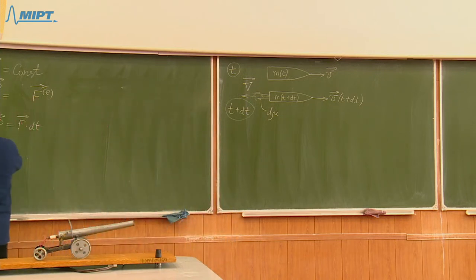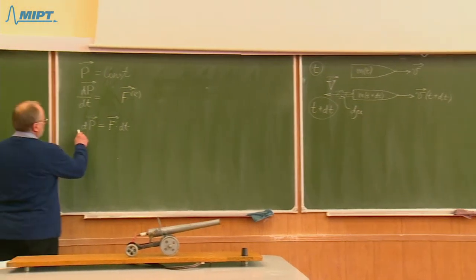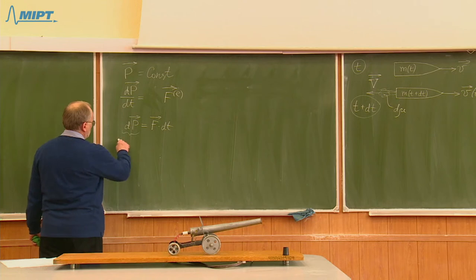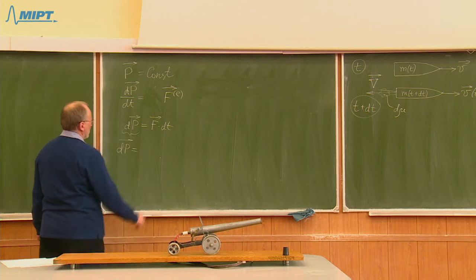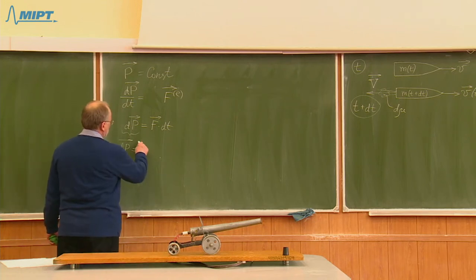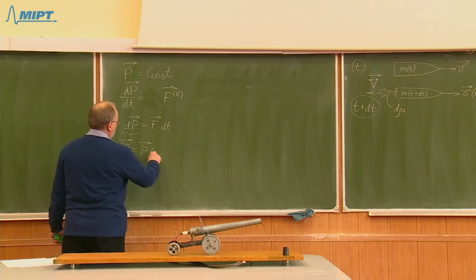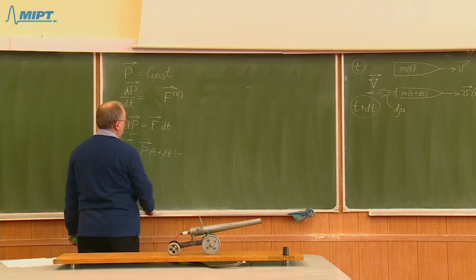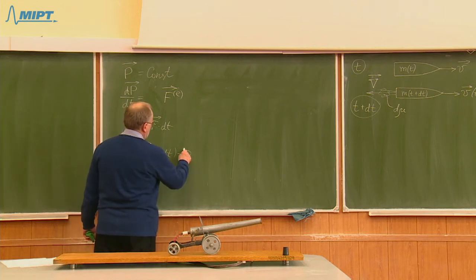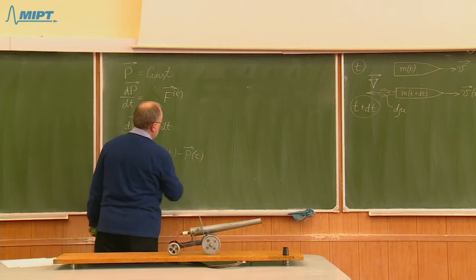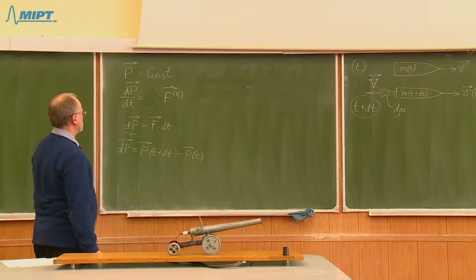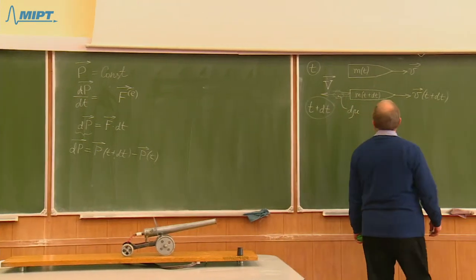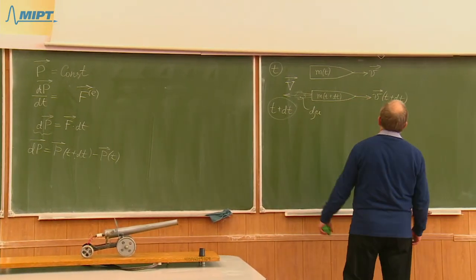So if I want to use this law, I need to understand what is dp. dp, the change in momentum, is the momentum of the system at time moment t plus dt minus the momentum at time moment t. So I have to take into account the initial and final momentum.